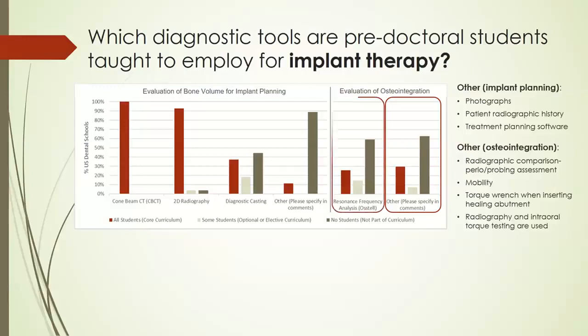About half of these additionally teach resonance frequency analysis using an Osstell device, and 19% of schools teach Osstell only. Surprisingly, 44% of respondents indicated that they do not teach Osstell or any other test of osseointegration. So it is not clear how students are taught to evaluate the success of their implant therapy.